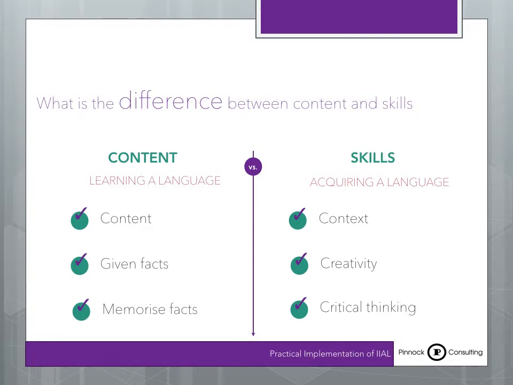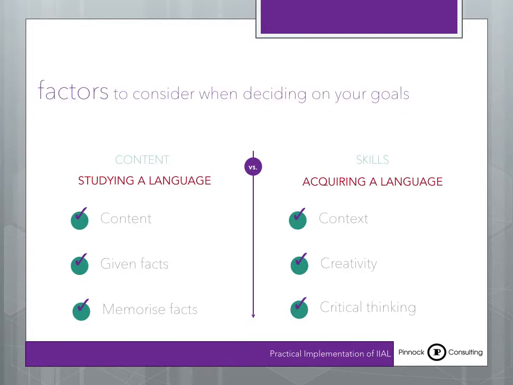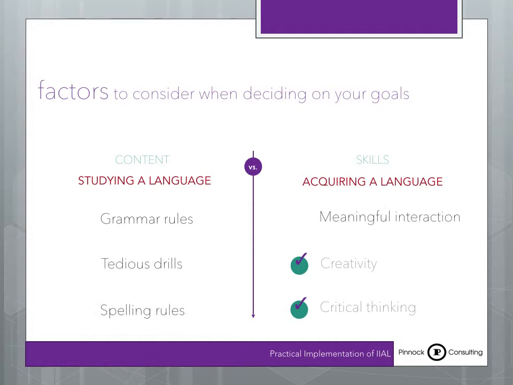When we were small, we first listened to our parents or our family around us, and when we were able to speak, we then began to communicate in the language. So when you're planning your literacy goals for your learners, please keep in mind content versus skills. Are you focused on grammatical rules, tedious drills and spelling rules? Or do you aim to focus more on meaningful interactions, creativity, and promoting communication within the language?